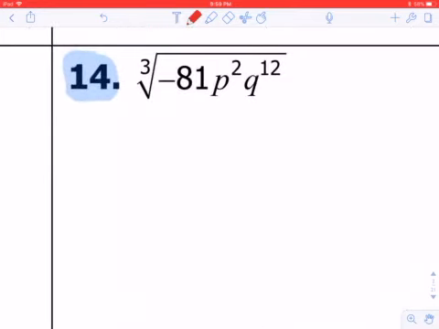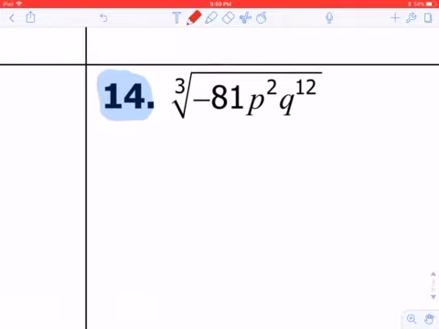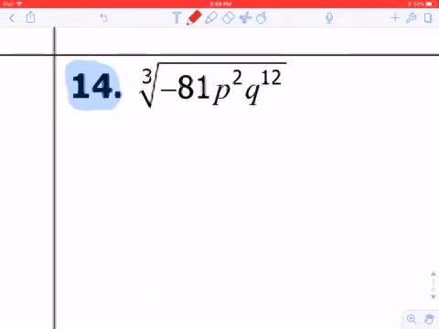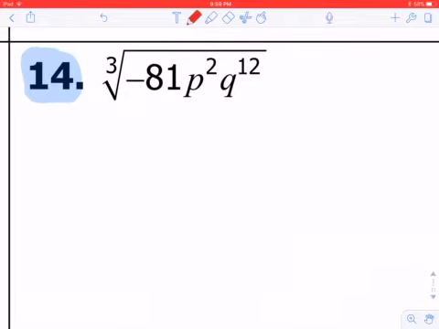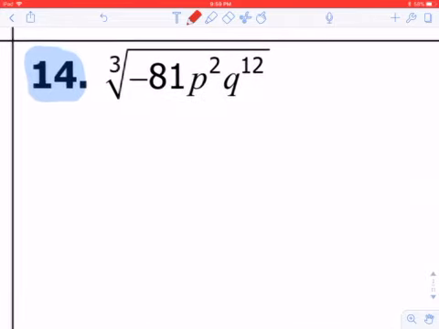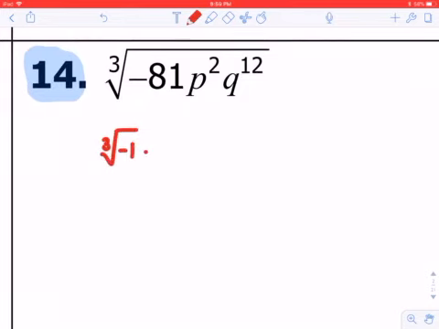So now I have a cube root, negative 81, p squared, q12. Okay, so on this one, again, I'm dealing with a cube root. Pay attention to that. But one thing I'm going to do, break up that negative. So this is going to be the cube root of -1. And my 81 I know is 9 times 9, which there's only 2 of those. But I can do 3 to the 4th. Because that's a perfect fourth, I'm going to write this as the cube root of 3 to the 4th.